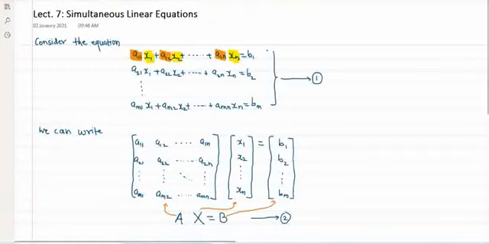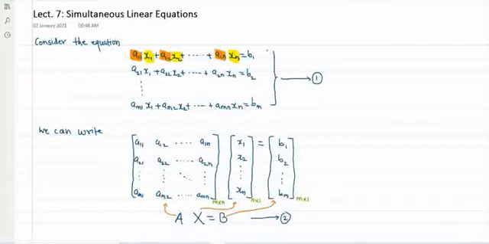What is the order of the matrix A? Tell me. What is the order? M cross n. Yes, there are m rows, n columns. What is the order of the matrix X? N cross 1. So the resultant is m cross 1.